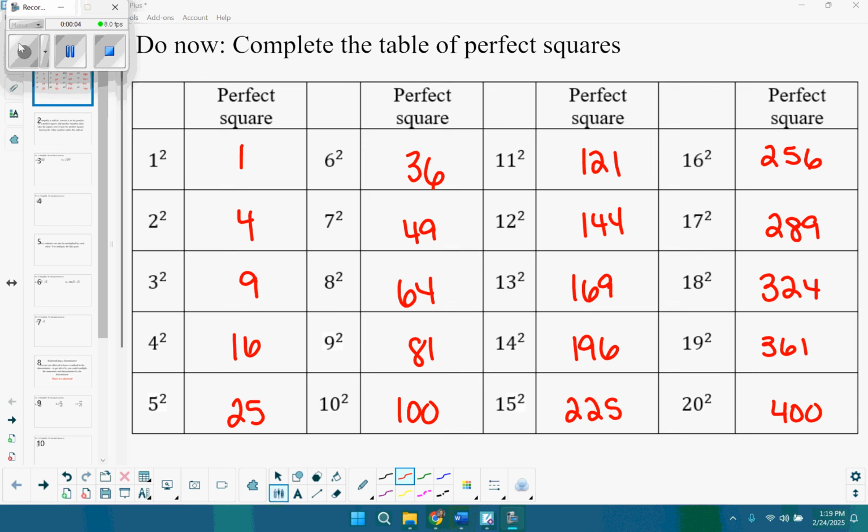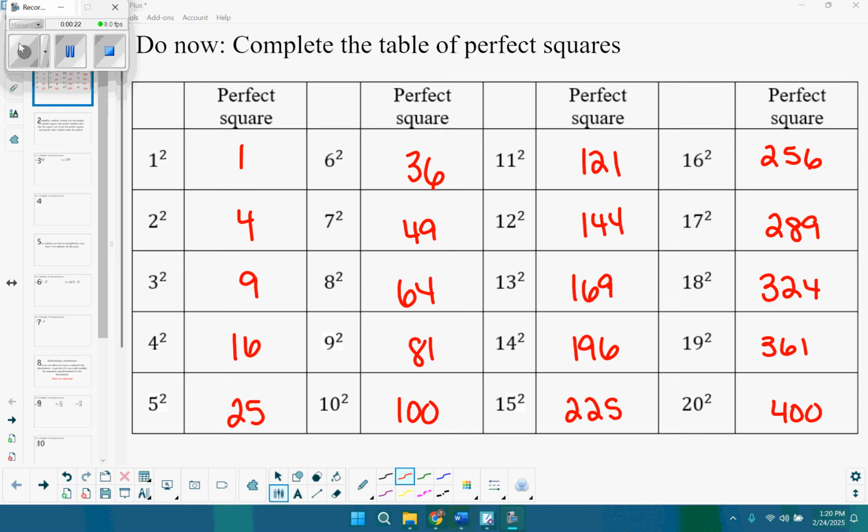This lesson is all about radicals, but before we start radicals, we do need to talk about perfect squares. The perfect squares are numbers that you can take the square root of easily, as in it does not give you a decimal, it gives you an integer answer. We should know our perfect squares up to 20 squared.